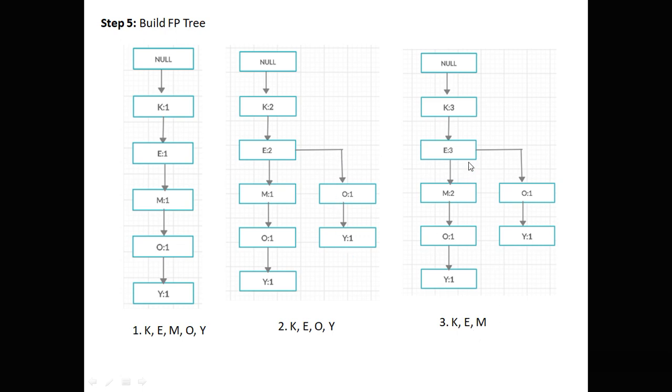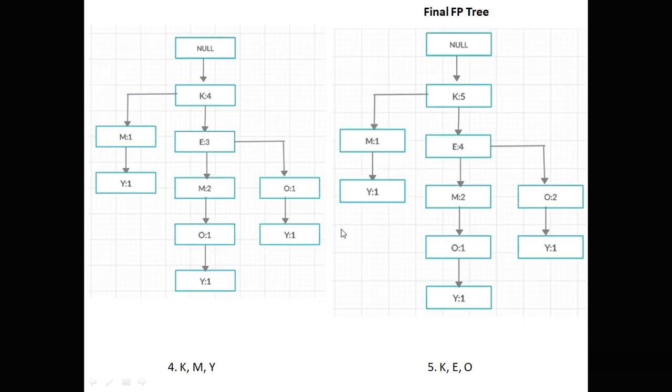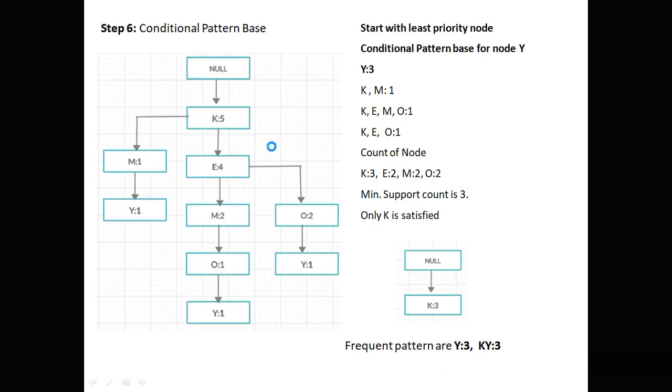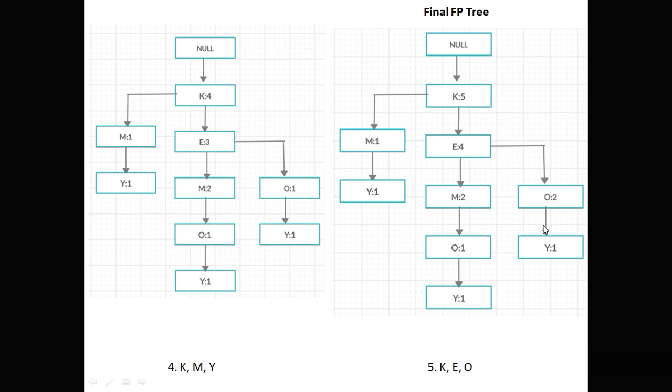Next is K, E, M. K, E, M appears again, same as in the previous branch, so we just increment the counter. Next is K, M, Y. K matches, then we start a new branch, as this is not the E branch: K, M, Y. After that, the next is K, E, O, and this is the last transaction. So K, E, O, and this is the final FP tree.